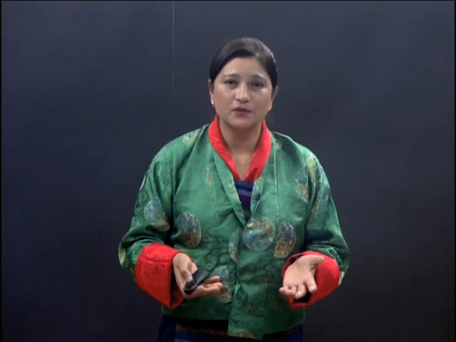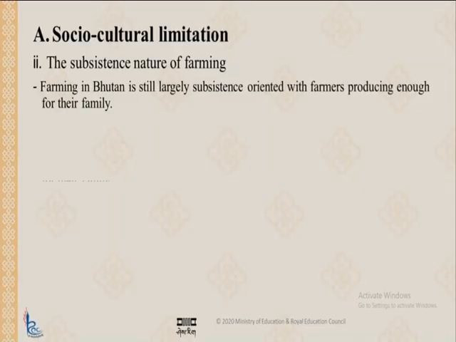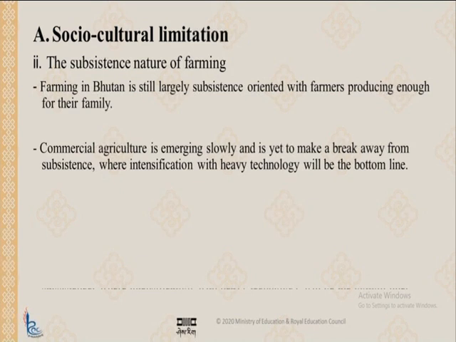Then the next one we have is the subsistence nature of farming. Subsistence we already discussed in our previous class. It means growing of crops and vegetables or rearing of livestock for our own personal use. Farming in Bhutan is still largely subsistence oriented, with farmers producing enough for their family. Commercial agriculture is emerging slowly and is yet to make a break away from subsistence, where intensification with heavy technology will be the bottom line.